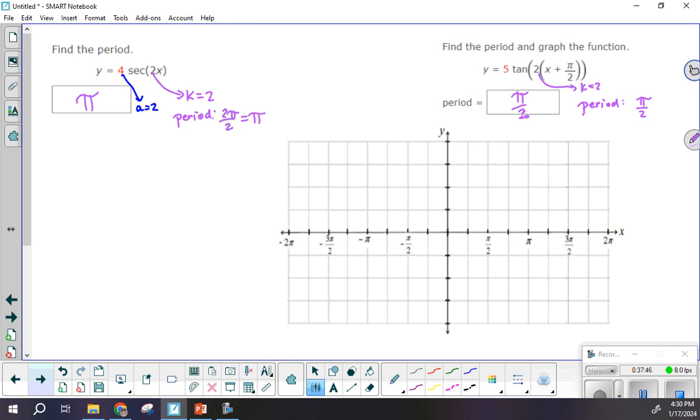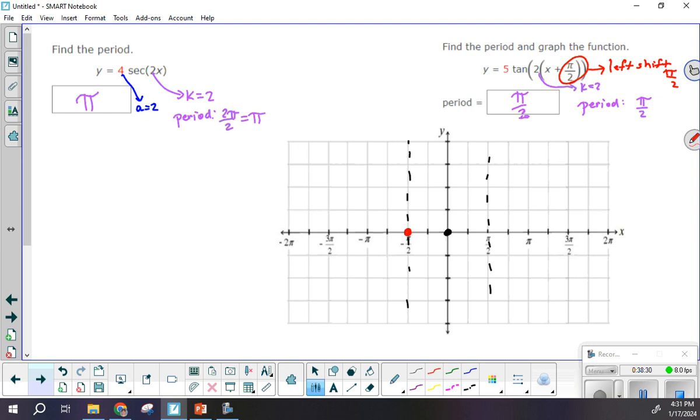But on this one there is a left shift of pi over 2. So if you guys remember, tangent typically goes from negative pi over 2 to positive pi over 2. Well, we're going to have to squish it, okay, and move it over. So instead of starting here at the origin, we are shifting left pi over 2. So now it's going to start here.